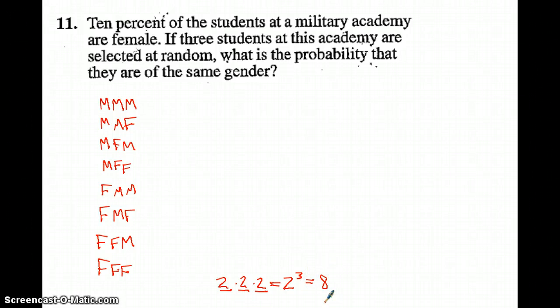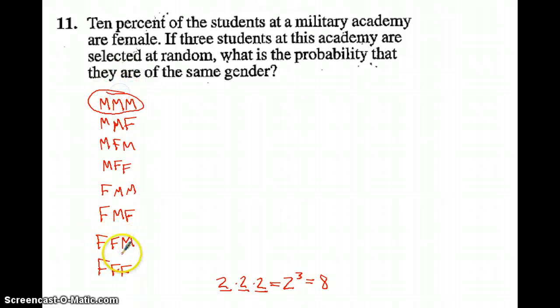It's like exponents. Okay, so there's the 8. There are 8 possibilities. Those are all different. Those are all equally likely. You have to get one of those 8. There's no overlap. But this is not flipping a coin. This is not equally likely that you pick a male or a female in the first place, because there's only 10% females. So we really just care about what's the probability that they are the same gender.